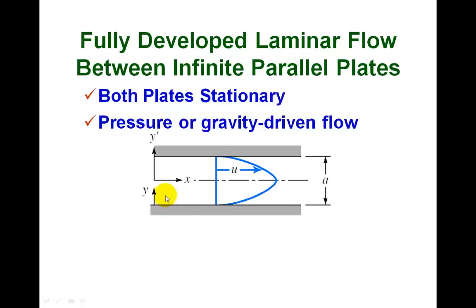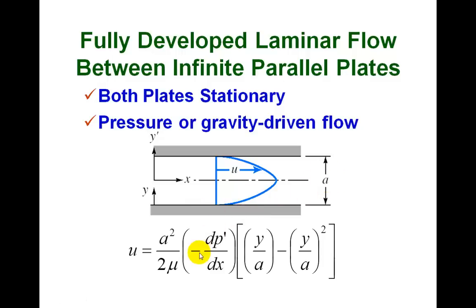Let's consider the case if this is the x direction, we start y from the bottom plate, and the case of both plates being stationary. So the upper plate velocity u is 0, lower plate u is 0, and so our boundary conditions will be no slip at the upper and lower walls. And again, the flow could be pressure driven or gravity driven or both. If the gap width between the plates is a, then we'll find that the solution when we evaluate the constants is a squared over 2 mu times the negative pressure gradient times this parabola y over a minus y over a quantity squared.